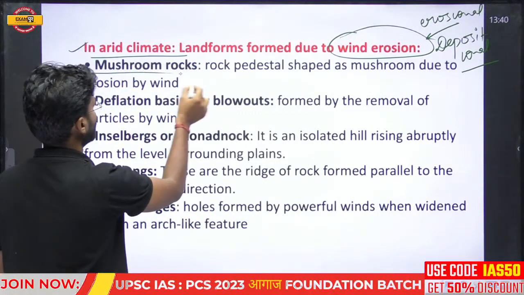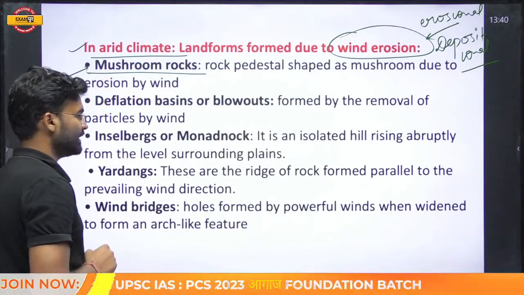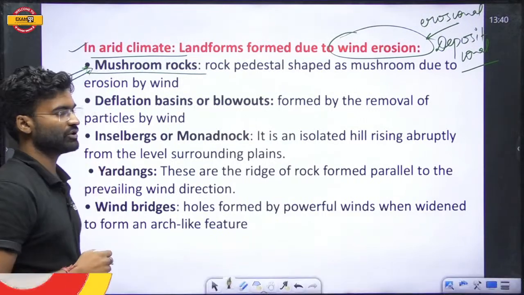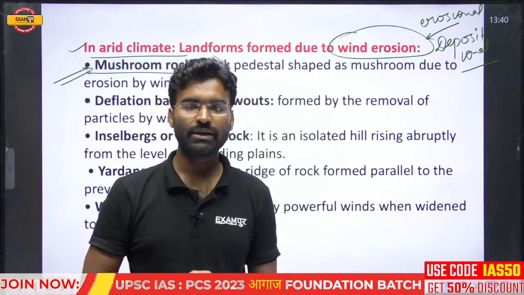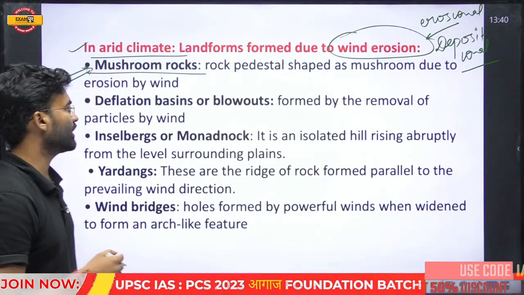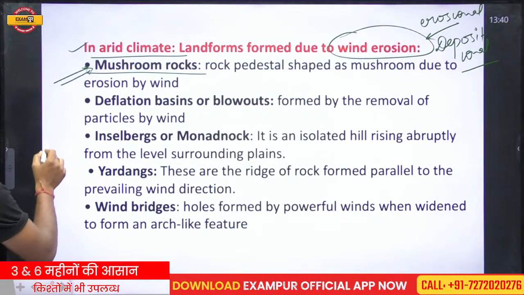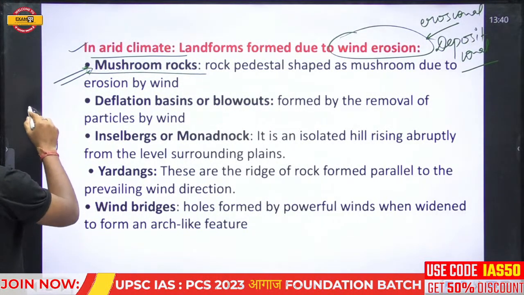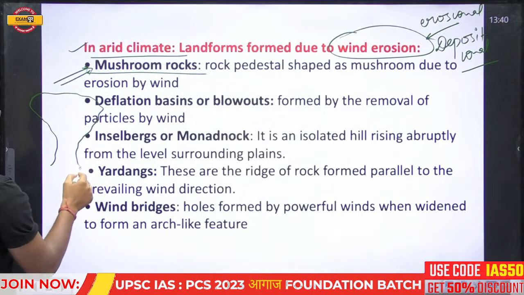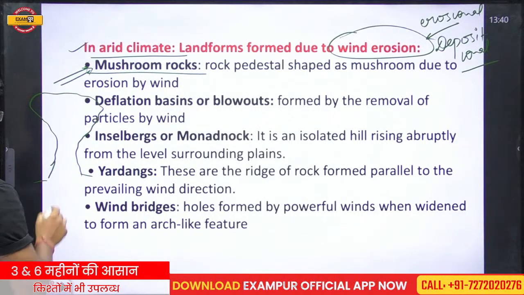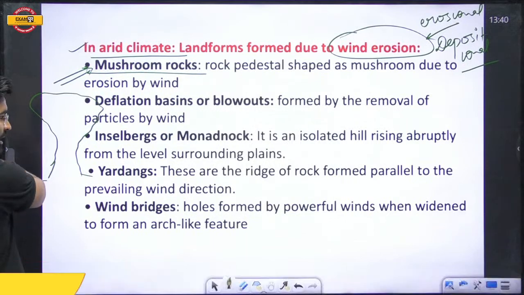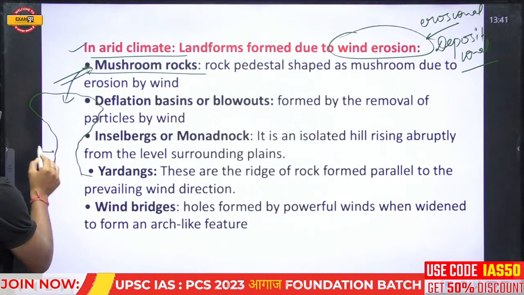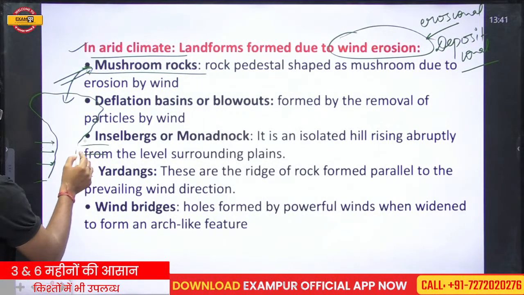The first is the mushroom rock. If you move into any desert region, you will see mushroom rocks, and in the prelims examination, I hope you have studied about this mushroom rock. What is the mushroom rock? If any rock is existing there and due to the impact of the wind, the lower section of the rock is eroded, then this type of structure remains, and such a structure is called the mushroom rock, because this section has been eroded by the winds.